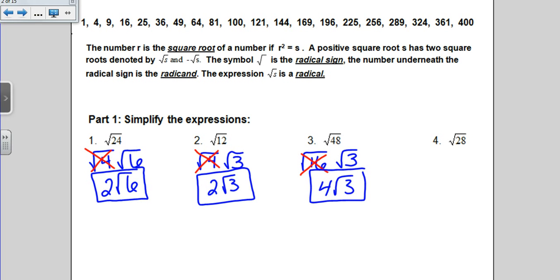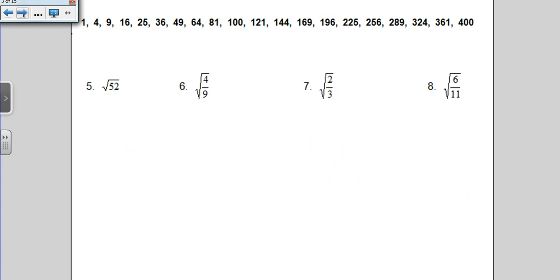And then the square root of 28, the biggest perfect square that's a factor of 28 is 4. So we have the square root of 4 times the square root of 7. But of course the square root of 4 is a 2. So our final answer is 2 square roots of 7. Now those were just simplifying radicals. They were not solving any equations. That was just us warming up on how to simplify a radical.